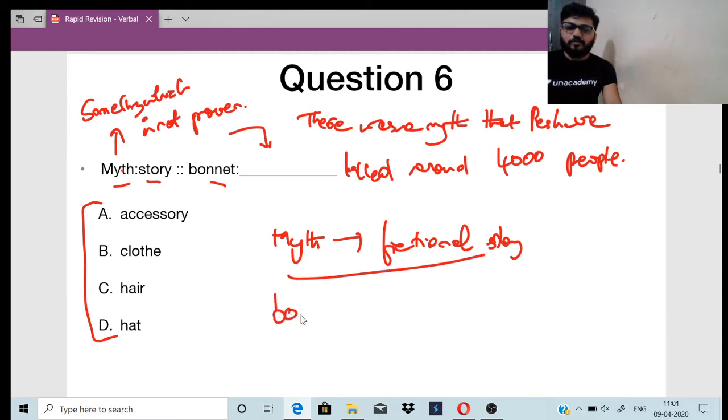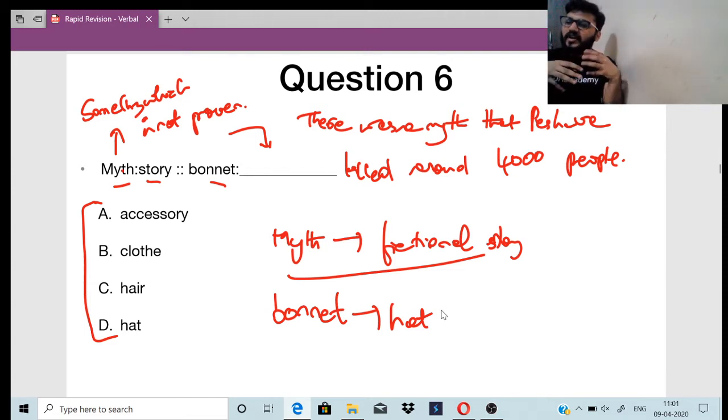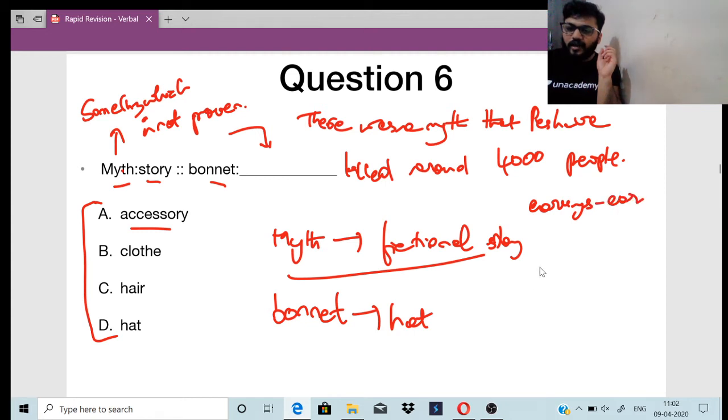So similarly, what is bonnet? What is the synonym of bonnet? It is a hat. Bonnet is the hat of a car. So basically, bonnet means a hat, which is the part of a car. So you cannot call it an accessory. How can you call it an accessory? I will tell you what an accessory is. Earrings, mobile case. So this is called an accessory. How can myth be an accessory of the story? Myth cannot be the accessory of a story.